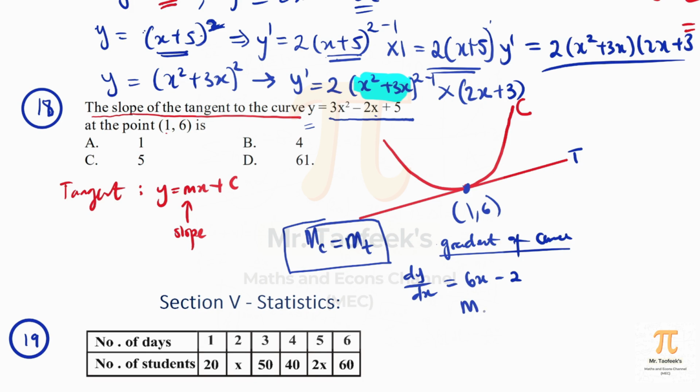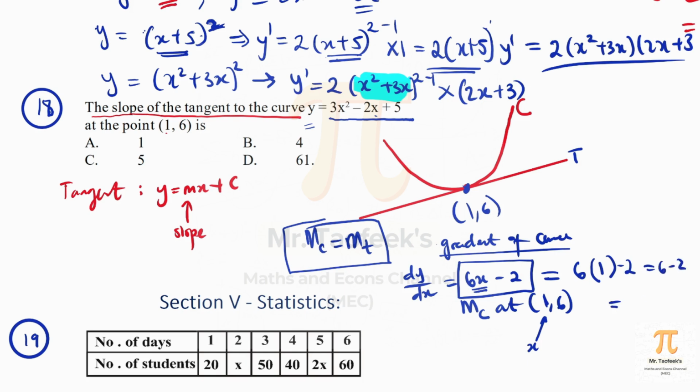Now we need to find the gradient of the curve at the point (1, 6). That just means we substitute our x coordinate into the gradient function we calculated just now. So we have 6 times the x coordinate, which is 1, 6 times 1, and then take away 2. That is 6 minus 2, and the answer is 4. This means the gradient of the curve at this point is 4. Therefore, the gradient of the tangent will also be 4 at that very point. That's what they wanted to get, and our answer is option B.